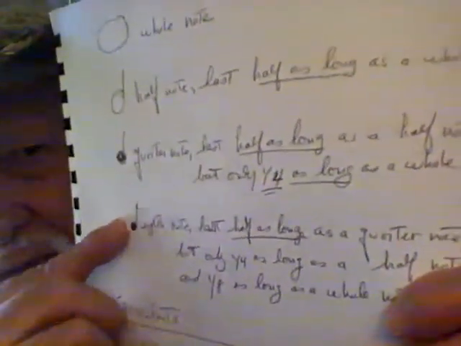So, in other words, if you compare these, how many are there within each? Well, there are 2 of these here. There are 4 of these here. And there are 8 of these here. So you can see how they're made.